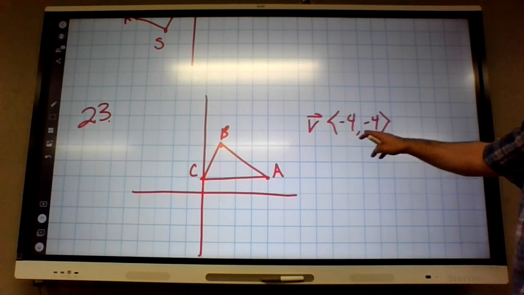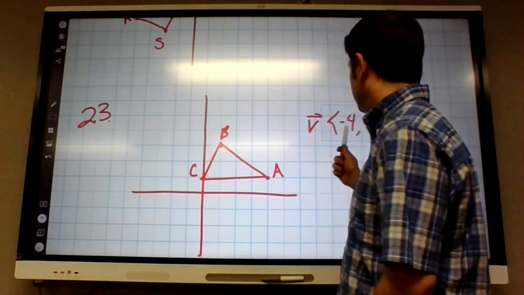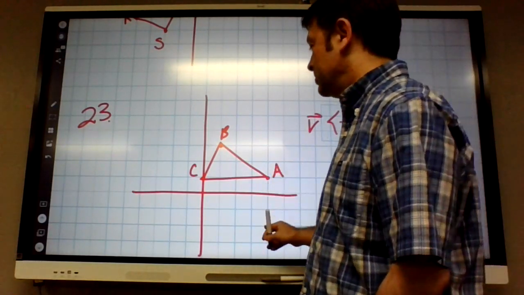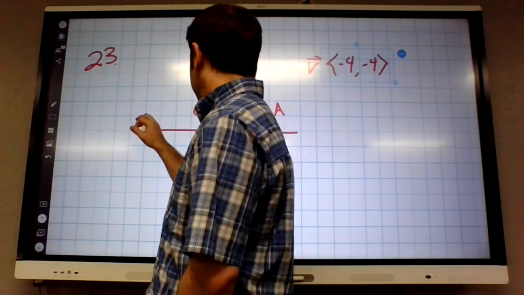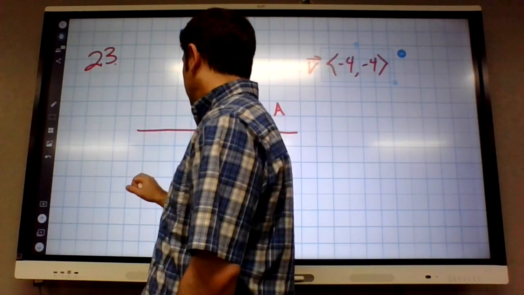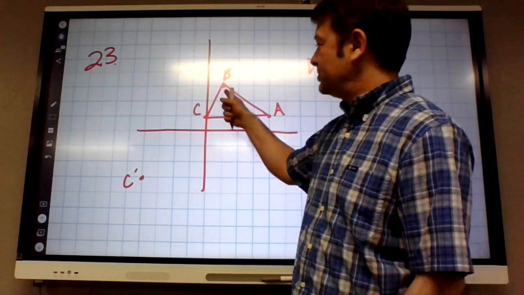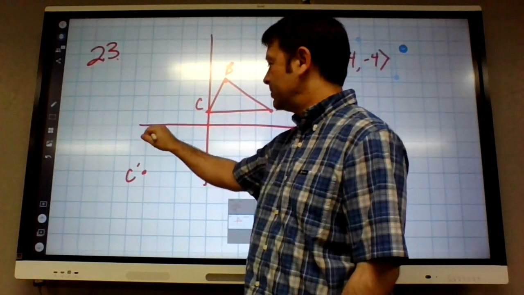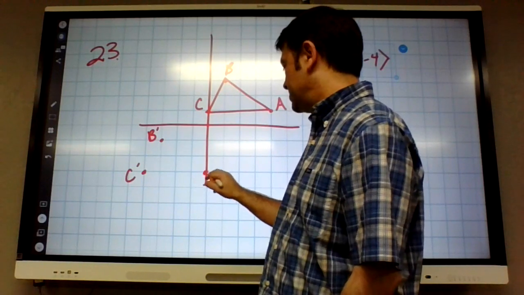Okay, what do you guys think this means? Vector -4, -4. It means it's going down 4 and over 4. So left 4, down 4. So I'll just start with C. Left 4, down 4. You can kind of cheat because B is like over 1 and up 2, so you can kind of just look at that. There's easier ways to do it.